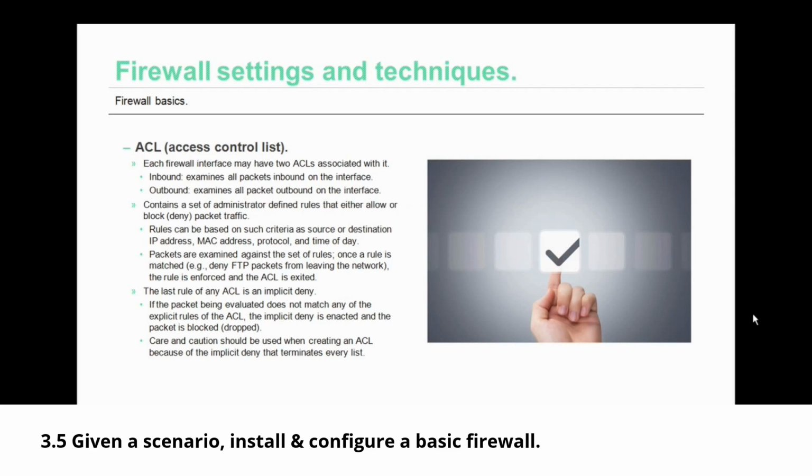When an ACL examines packets, those packets are examined against the set of rules from top to bottom. Once a rule is matched, as in deny FTP packets from leaving the network, that rule is enforced and the ACL is exited. The last rule of any ACL is an implicit deny. That means if the packet being evaluated does not match any of the explicit rules of the ACL, the implicit deny is enacted and the packet is blocked. Care and caution should be used whenever creating an ACL, if nothing else because that implicit deny statement ends every ACL list. You may end up blocking traffic that you did not intend to block.